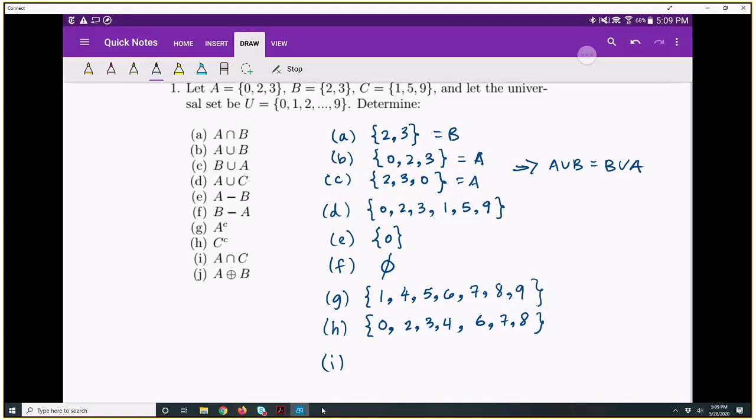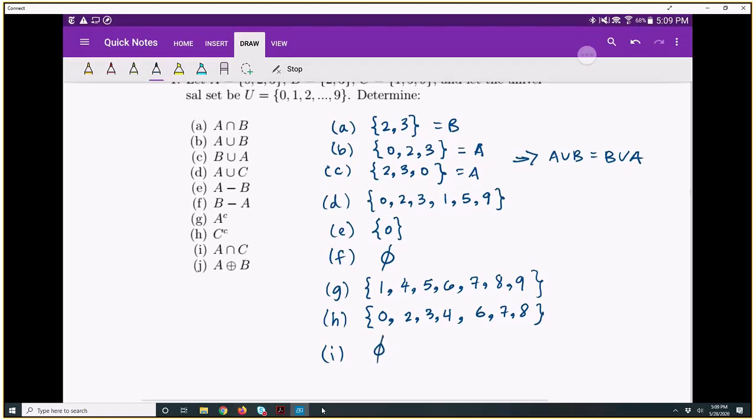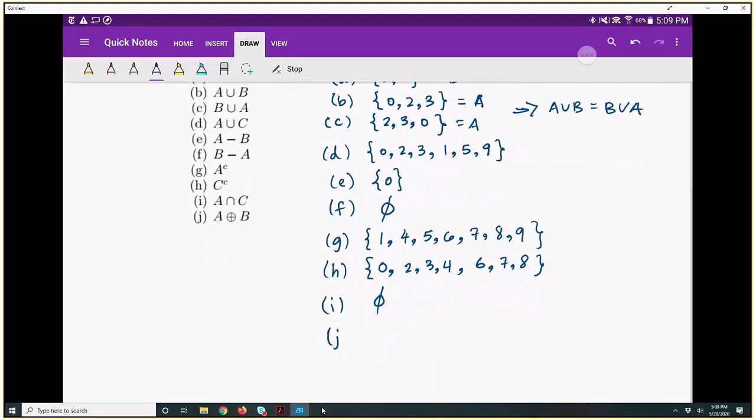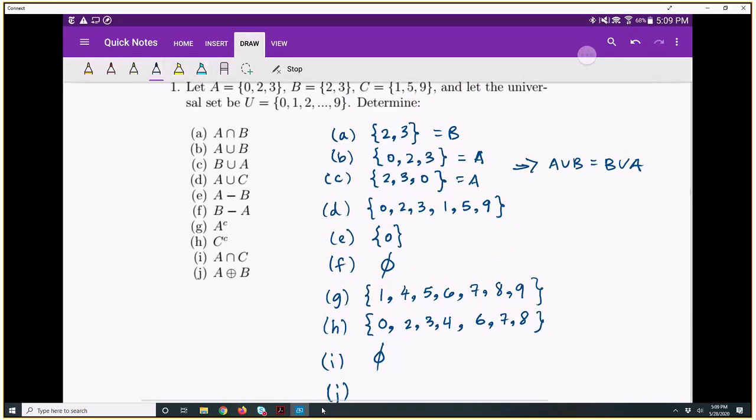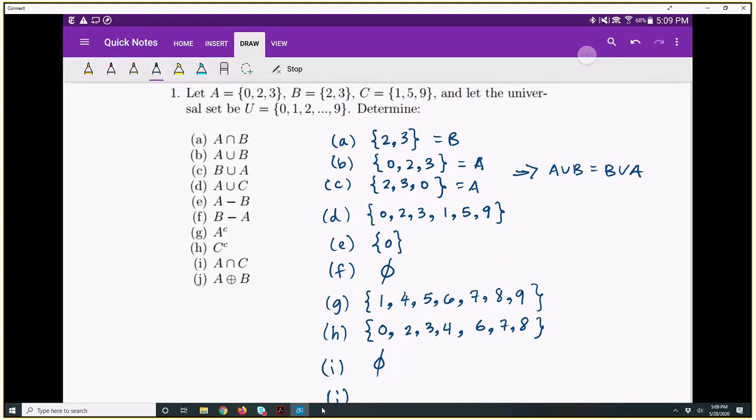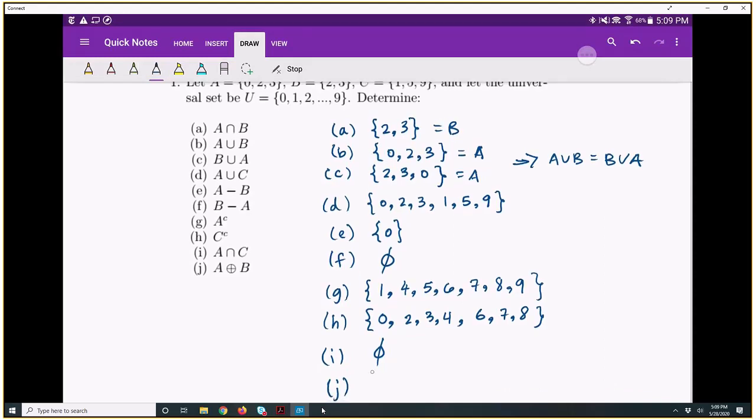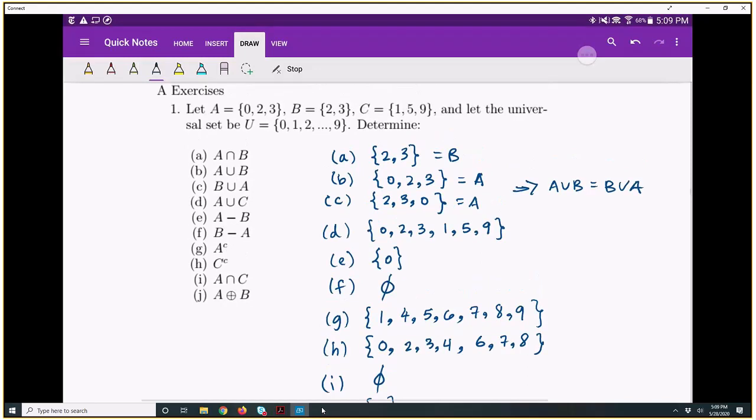A intersection C is going to be the set 0, 2, 3 intersected with the set 1, 5, and 9. They don't have anything in common, so that's empty. And finally, I'm asked to find A symmetric difference B. So I want everything that's in A along with everything in B, but then removing anything in the intersection. Well, that's just going to be 0.